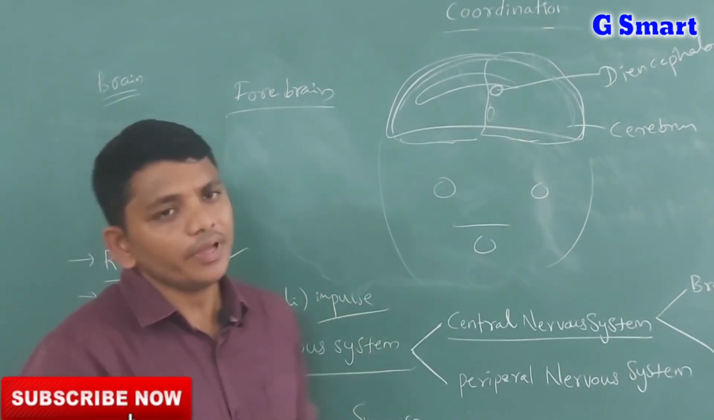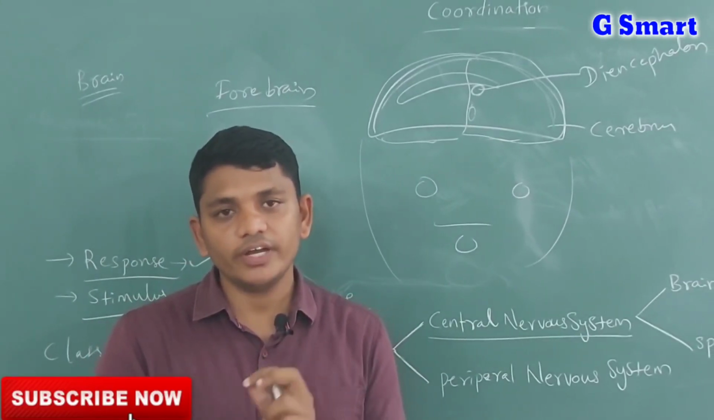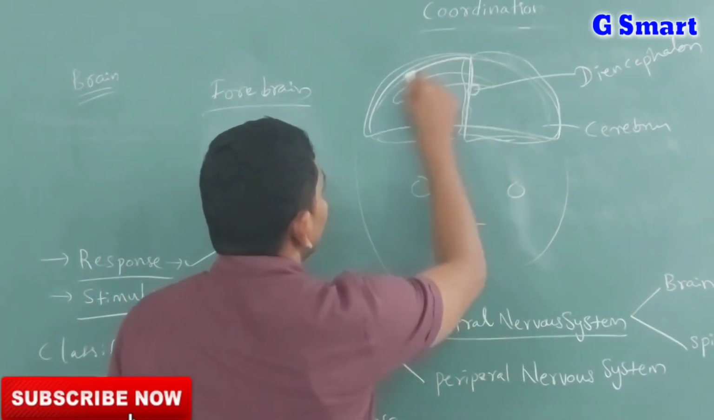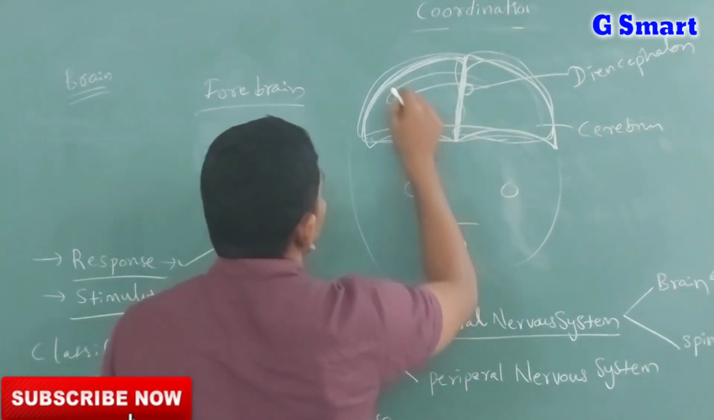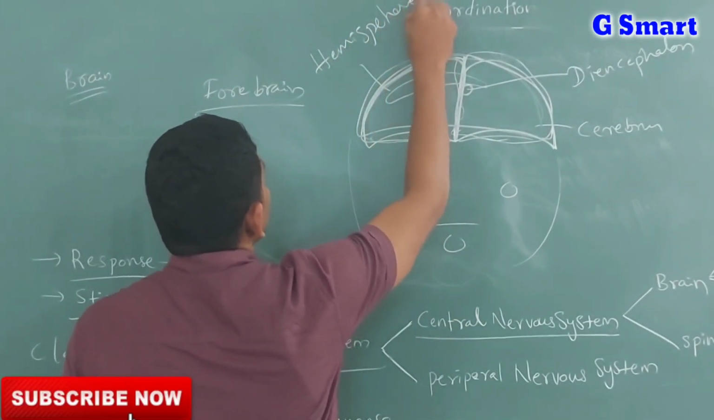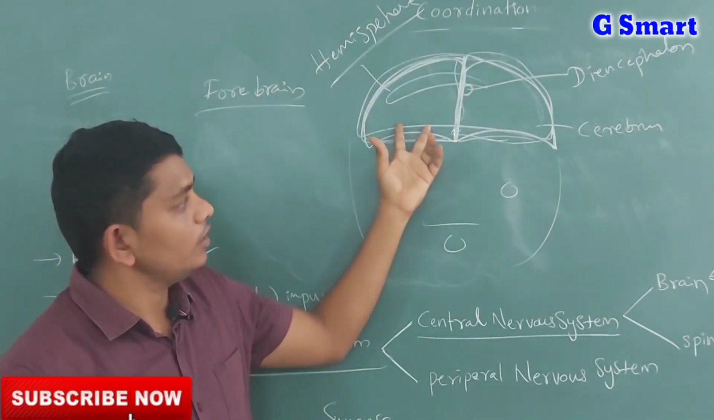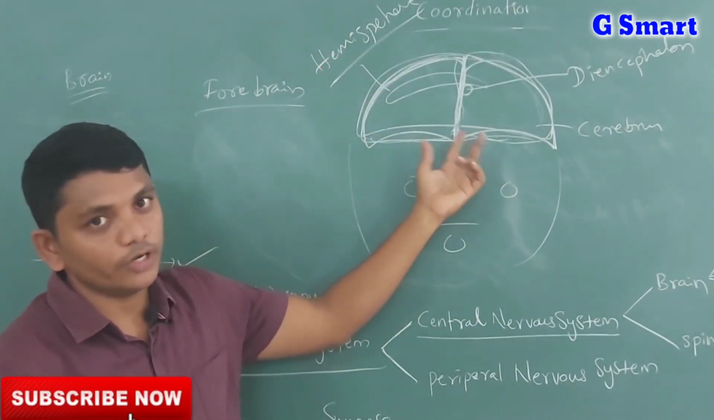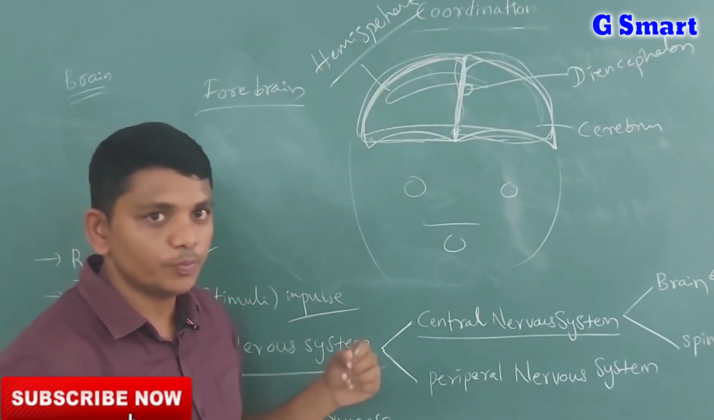You know, the cerebrum is classified into four lobes. And also, the entire cerebrum is divided into two equal halves. Each half is called a hemisphere, cerebral hemisphere. So here the cerebrum is classified into two equal halves. Each half is called a hemisphere, right?